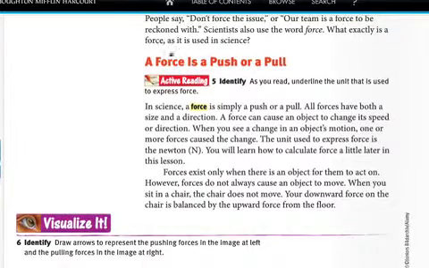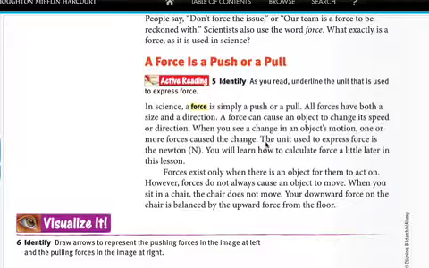A force is a push or a pull. In science, a force is simply a push or a pull. All forces have both a size and a direction. A force can cause an object to change its speed or direction. When you see a change in an object's motion, one or more forces caused the change.